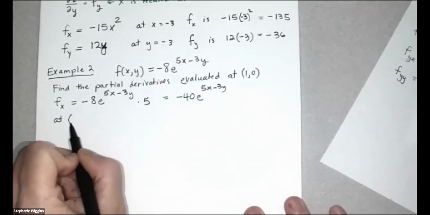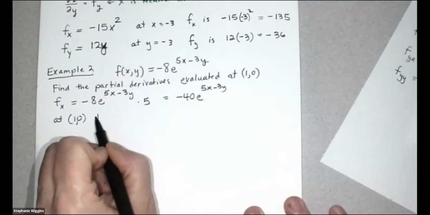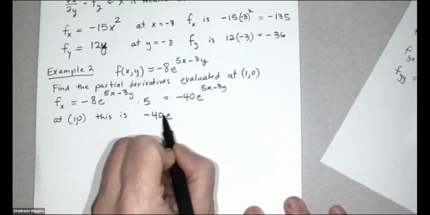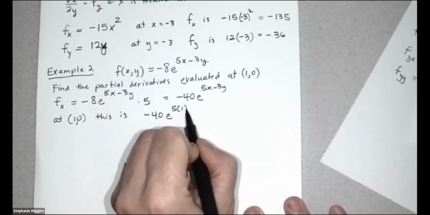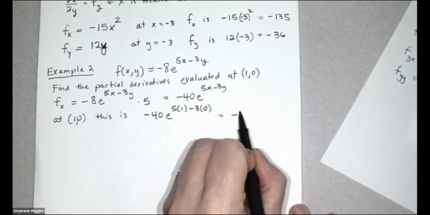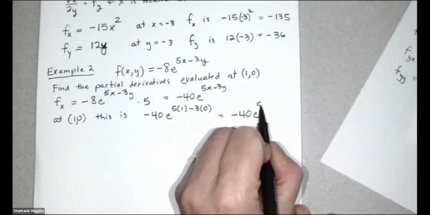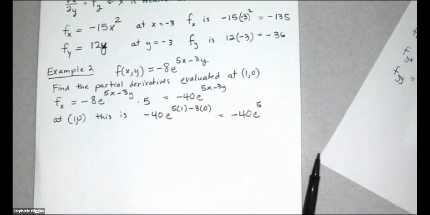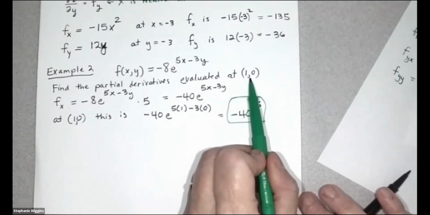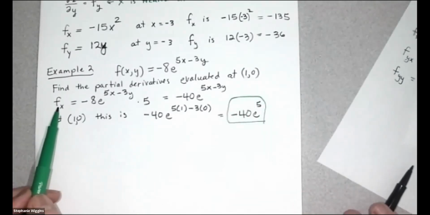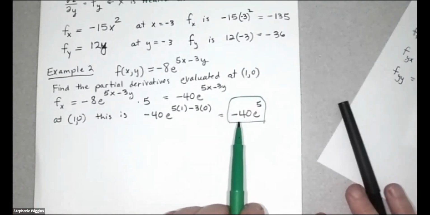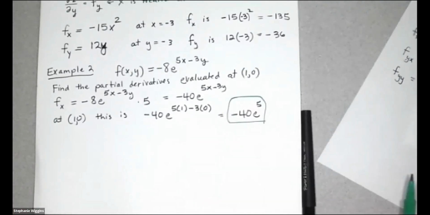And then at (1, 0), this is negative 40 e to the 5 times 1 minus 3 times 0, which is just negative 40 e to the 5. So that's evaluating this derivative at (1, 0). So the partial derivative with respect to x at (1, 0) is negative 40 e to the 5th power.